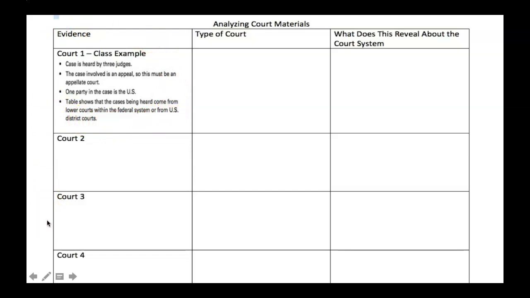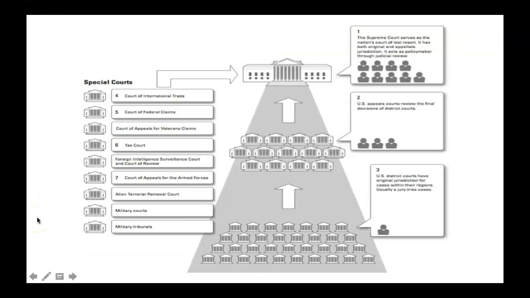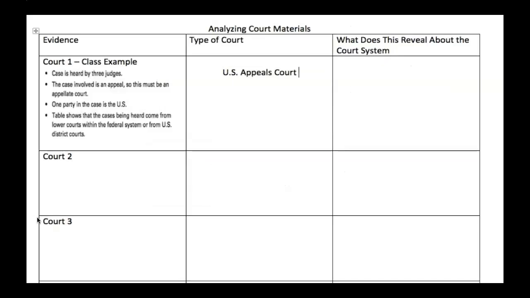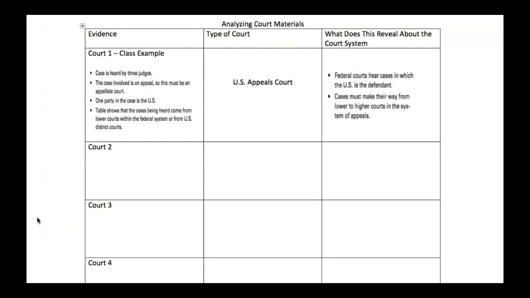Once you've recorded that, you would use this handout from the previous activity to try and guess which court this is. Since we're doing this one together, I will tell you that it is the U.S. Appeals Court. 3-judge panel. Here's cases from lower court cases, and the U.S. is involved. What does this teach us about the court system?